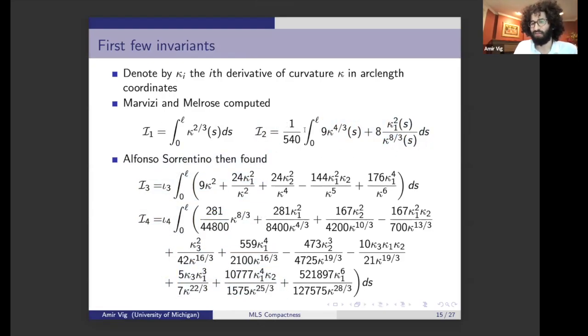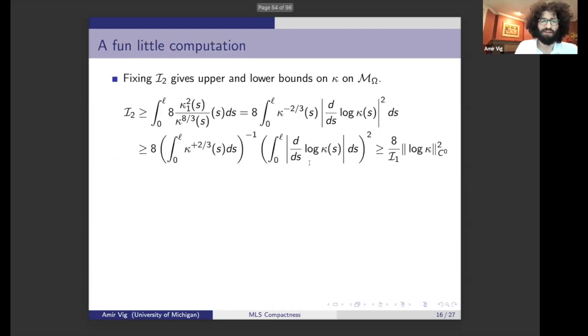It's some constant, curvature to the 4/3, plus another constant, and then first derivative squared over something else. Okay. So if we get rid of the first term, which is positive, we can bound the second invariant from below by just the second term. We can rewrite this as κ to the minus 2/3 times the log derivative squared. Okay, so why is that true? The log derivative is κ prime over κ. Square that, you get κ prime squared over κ squared. κ squared is κ to the 6/3. Okay, so then we add in an extra 2/3 out here.